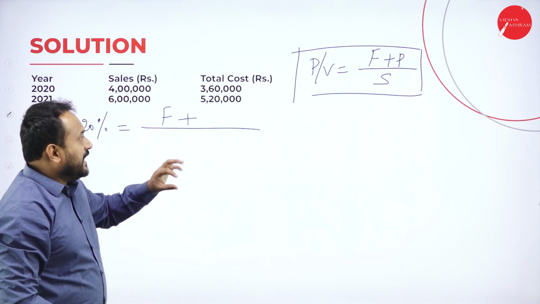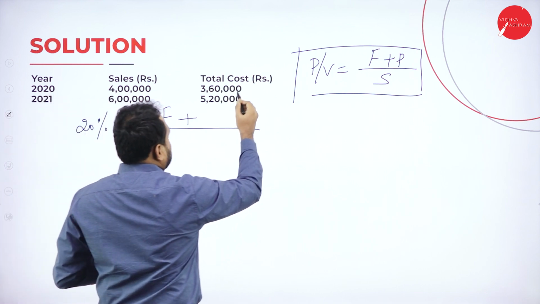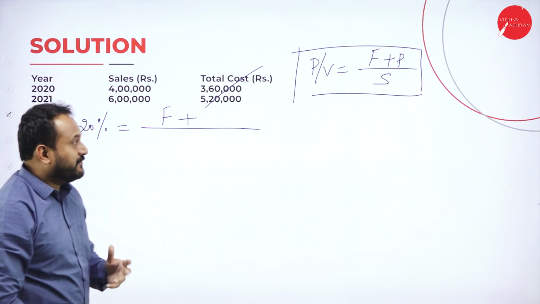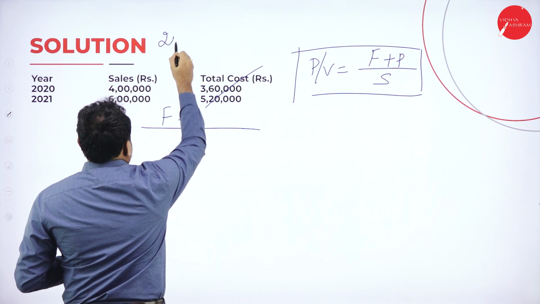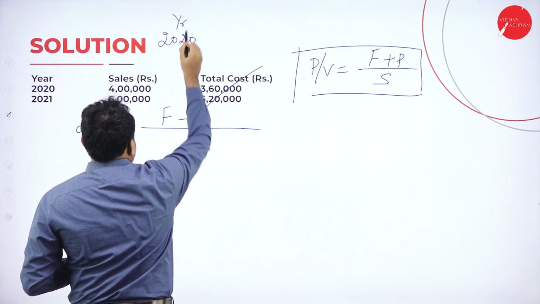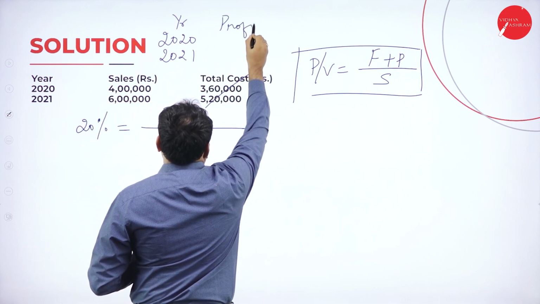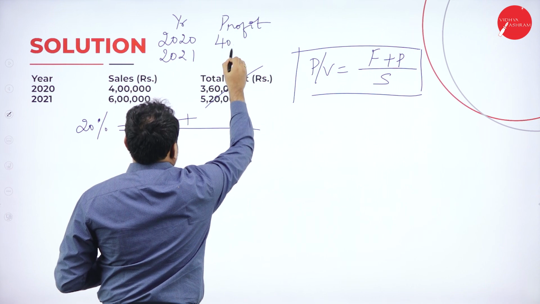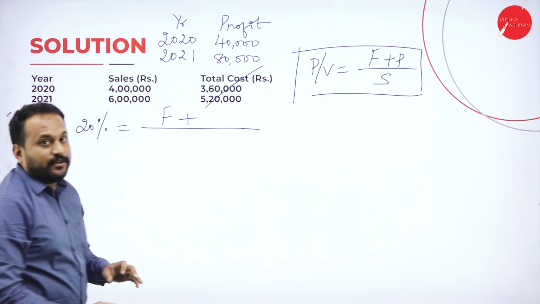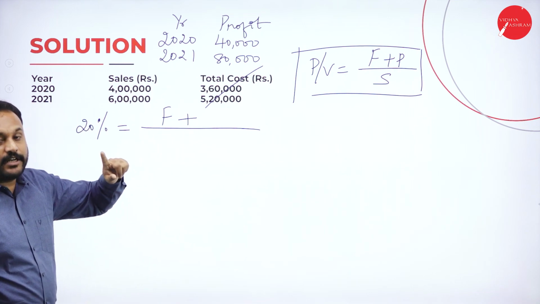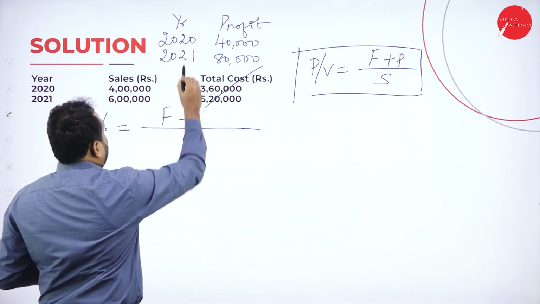Now what happens is, any one year's profit you take, the same year's sales you should take. Now total cost is given, but right now we don't need total cost anywhere. So instead of total cost, what do we know? We have 2020 and 2021, and we are supposed to go with our profit. Profit was how much? 40,000, and the next one is 80,000. This is what we have actually found out. So any one year's profit you take, the same year's sales you are supposed to go with. So I'll take 2020 right now.